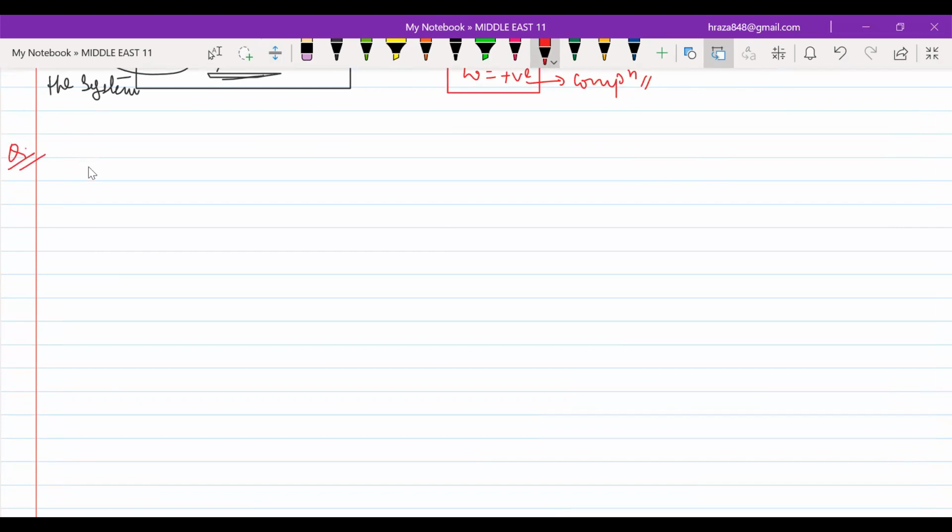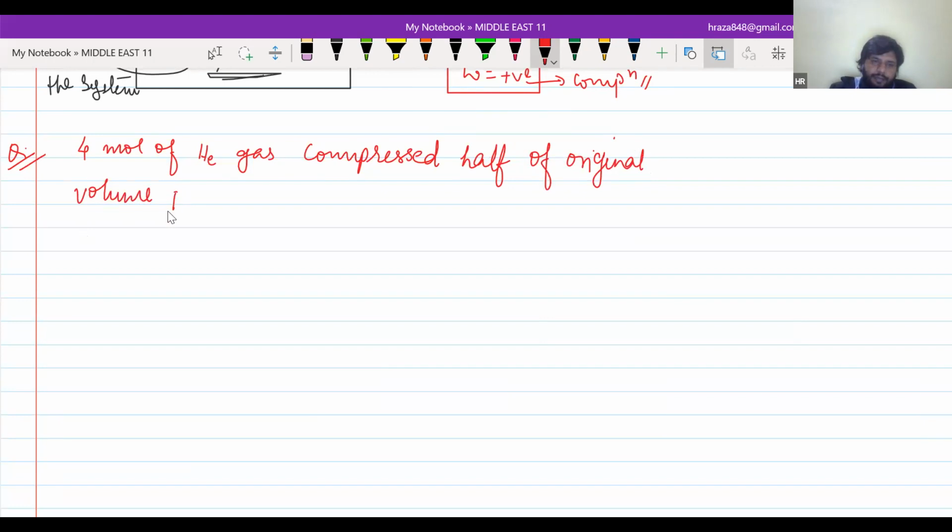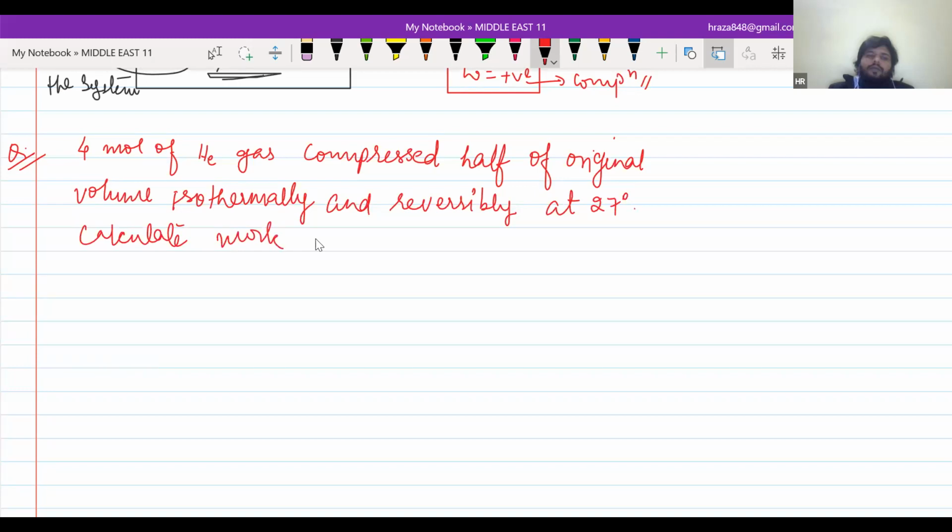Okay, another question. It's a very good question. 4 mole of helium gas compressed to half of its original volume isothermally and reversibly at 27 degrees centigrade. Calculate the work done.